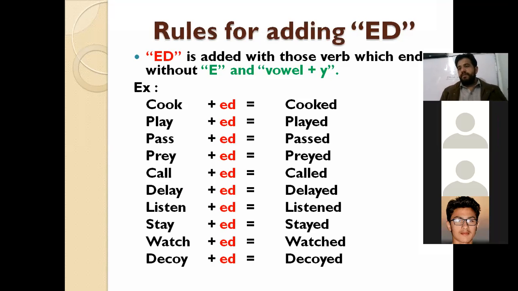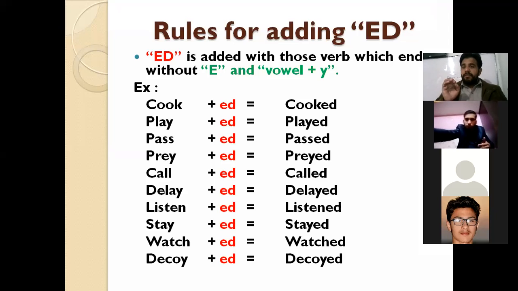Like we say cooked. Likewise, we have the word play. Play ends without E, so we add ed at the end of it, like played. Likewise, fast, so we add ed: fasted. Pray, prayed. Call, called. Delay, delayed. Listen, listened. Stay, stayed. Watch, watched. And decoy, decoyed. So for the verb which ends without E, we add ed at the end of it to change it to second form of verb.